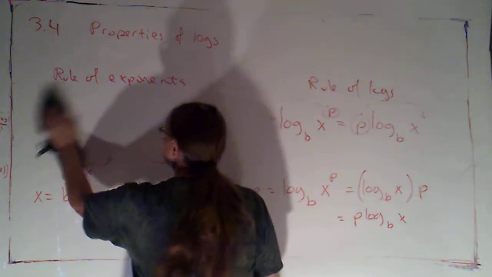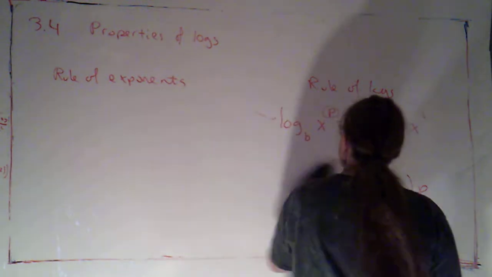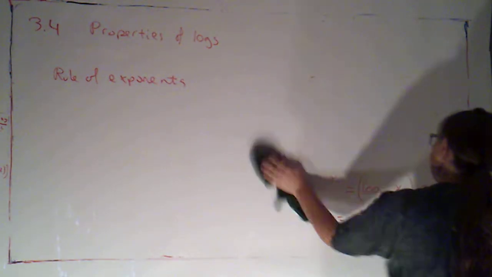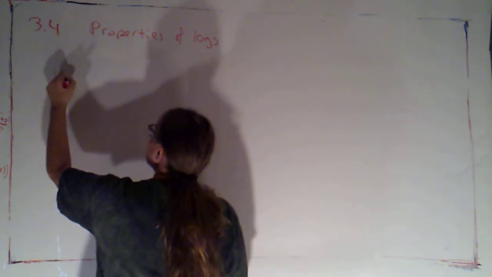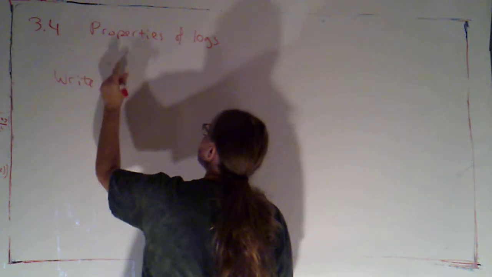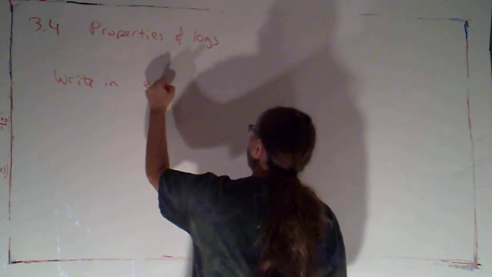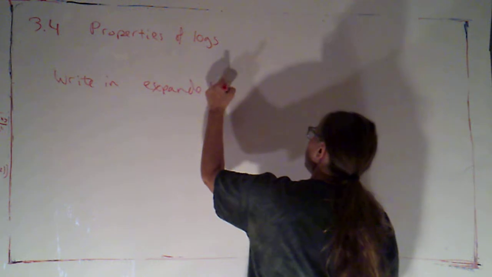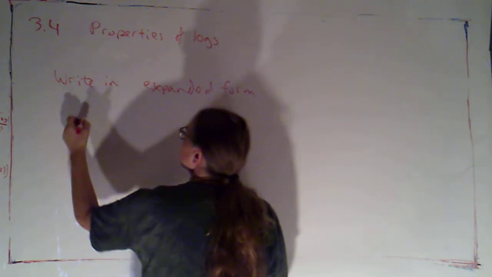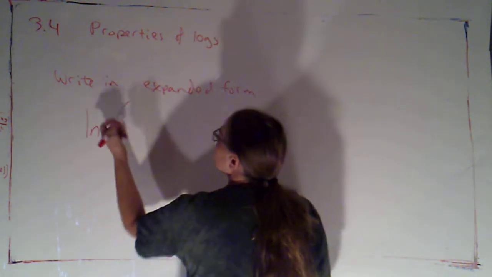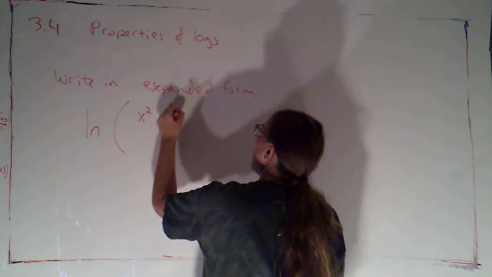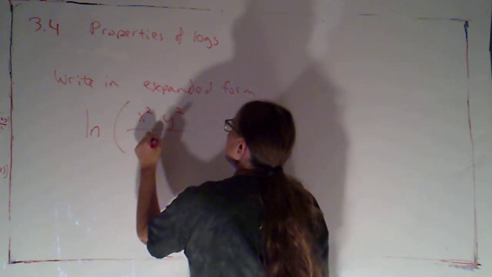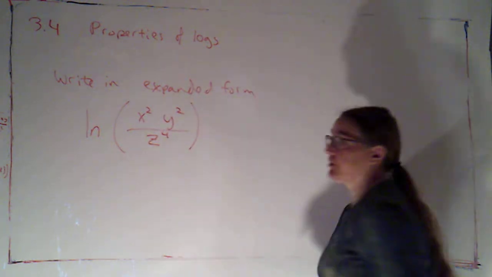So let's see how we can use that rule. Let's try this, writing in expanded form. Let's try the natural log of x squared y cubed over z to the fourth.